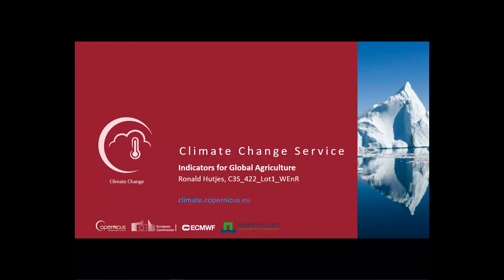Okay, and the agriculture indicators that will be provided through the climate data store are all based on AG ERA 5, right? So it's high resolution, bias corrected. Yeah. Exactly.